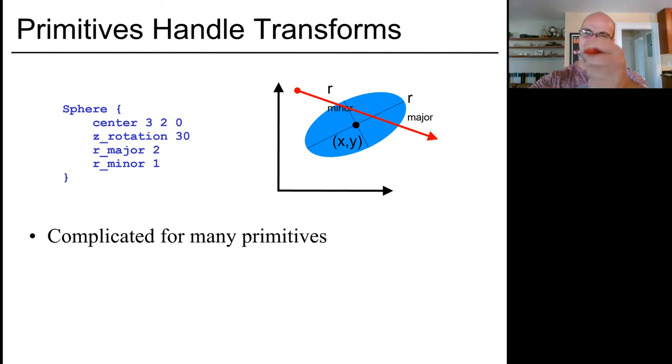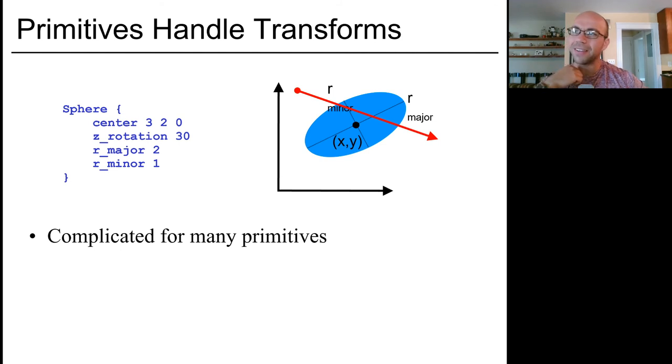I need to deal with the major and minor axes of the ellipsoid in order to do that. But here's the really liberating thing about ray tracing. Just similar to what we already talked about in constructive solid geometry, we don't actually need an explicit description of the scene. We just need a way to intersect our rays with the scene.